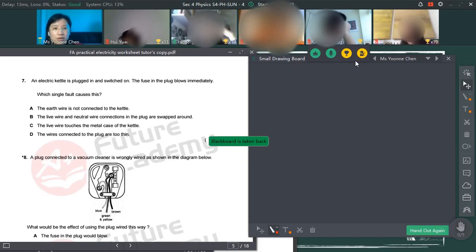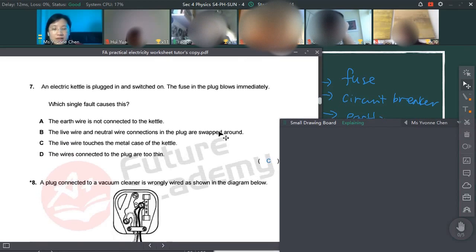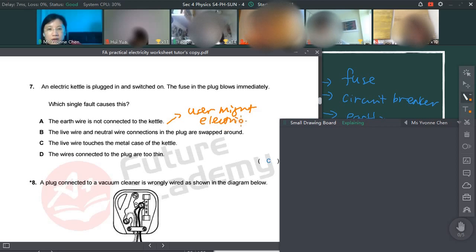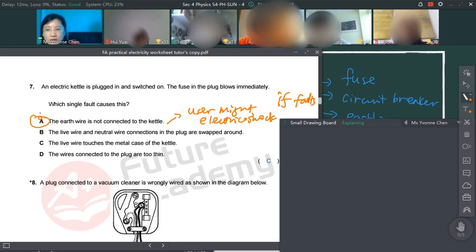Okay, class, I'll clear back the drawing board and I'll talk about question 7. I think in general, among the MCQ questions, 7 and 8 are the two questions some of you have a problem with. An electrical kettle is plugged in and switched on. The fuse in the plug blows immediately. Which single fault caused this? If the earth wire is not connected to the kettle, the user might get an electric shock if there's a fault. Then the live wire and the neutral wire are swapped around. This will not cause this. This is not correct.